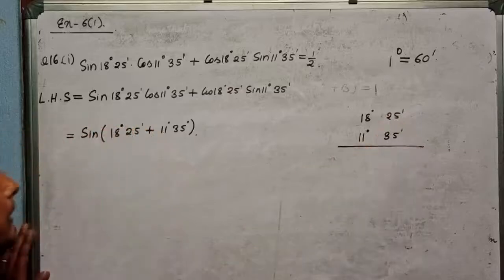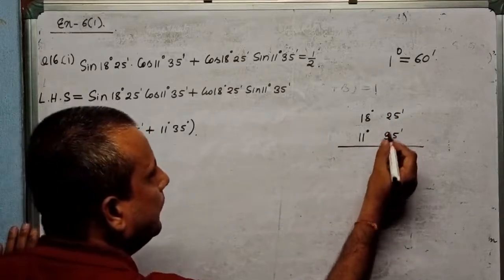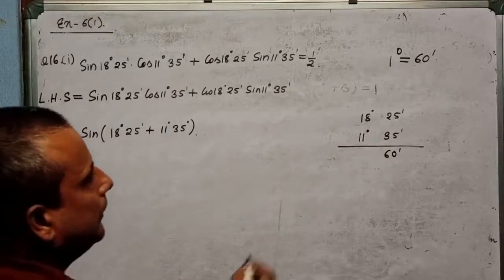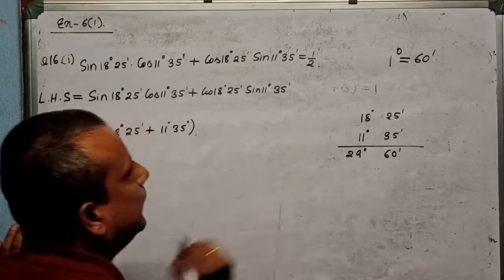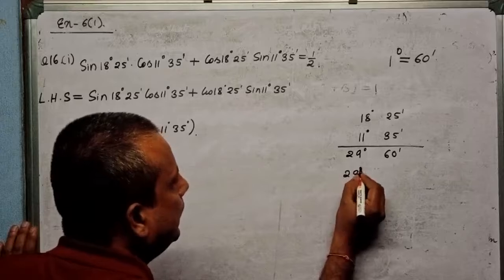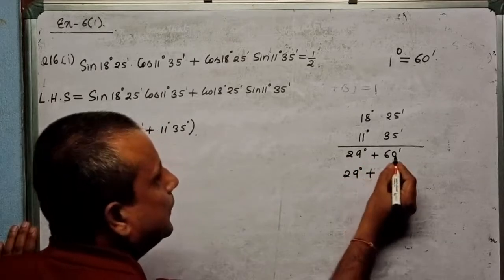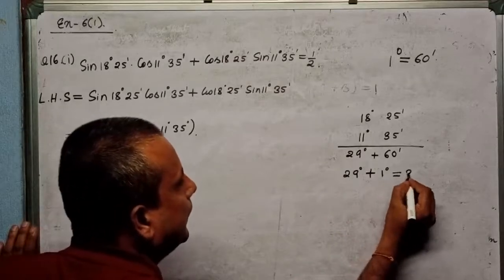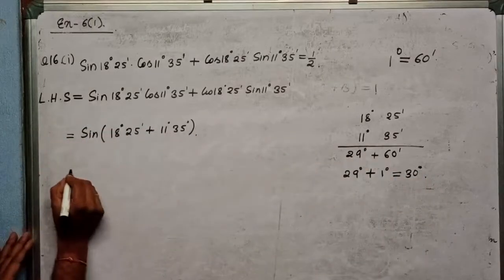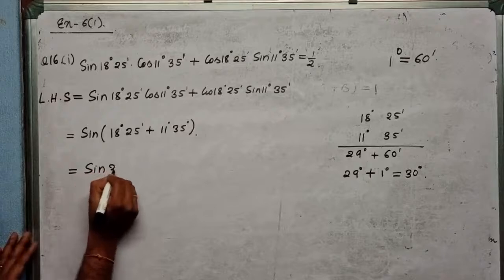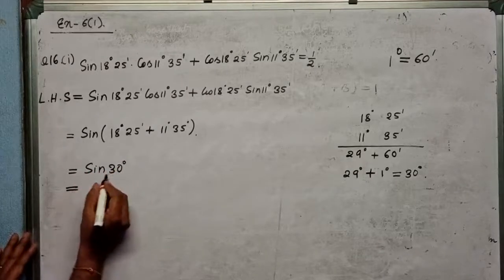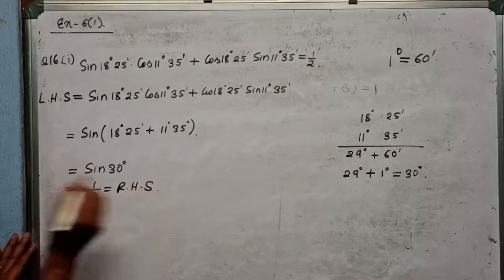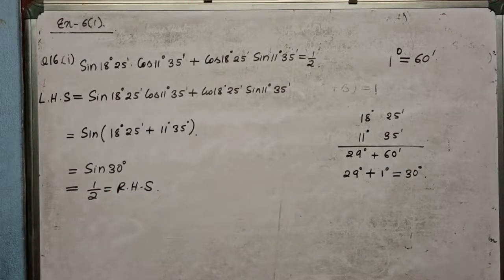Now first of all I'll add the minutes. 35 plus 25 is 60 minutes. 18 plus 11 is 29 degree. That means 29 degree plus 60 minutes, which is 1 degree, so 29 plus 1 is 30 degree. So we can write this is equal to sine 30 degree, and the value of sine 30 is half. The right hand side is also the same.